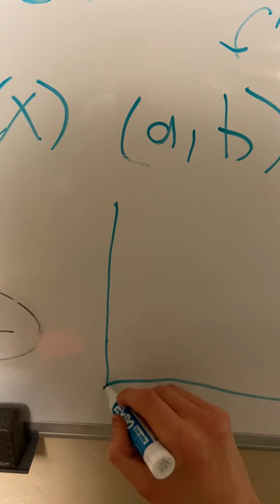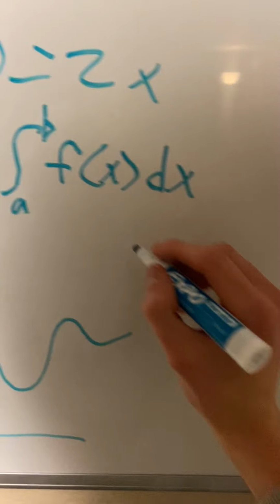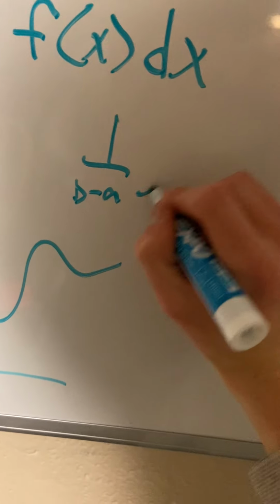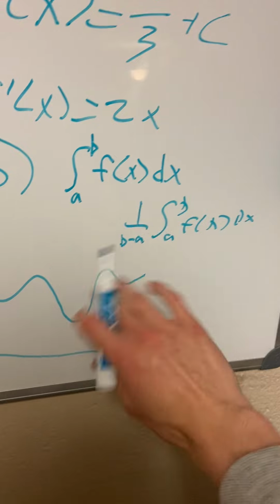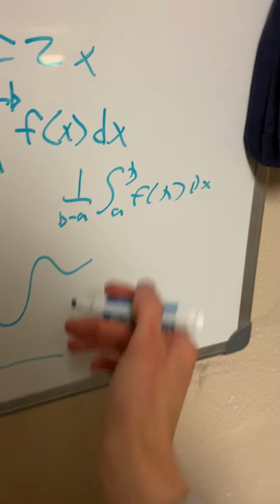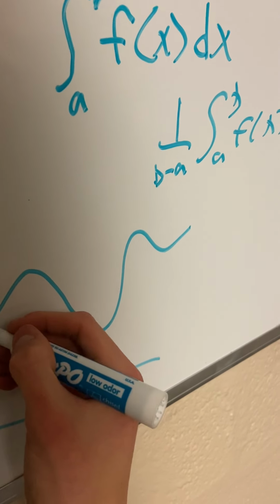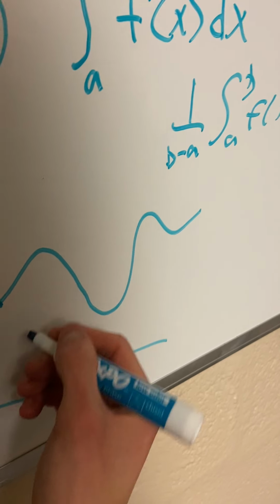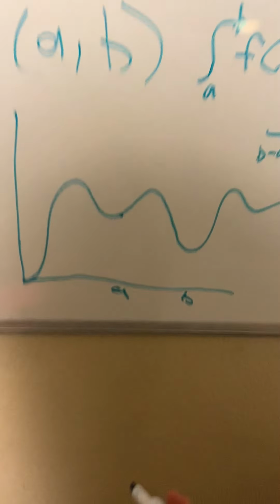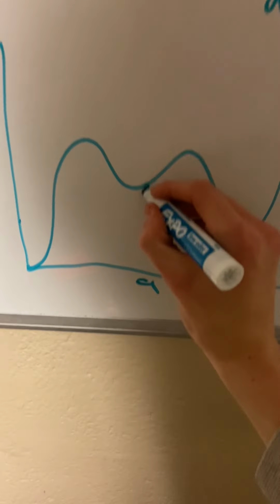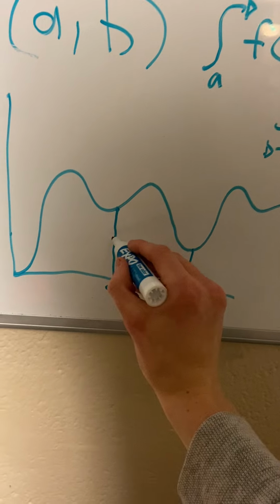So say we have some curve. That thing I wrote, 1 over b minus a times the integral from a to b. If you haven't seen this, then don't worry about it. But what this does is it finds the average value of the function. So let's say this is a, and this is b. This nice little trough here. We can't really find this directly. We find the average height.